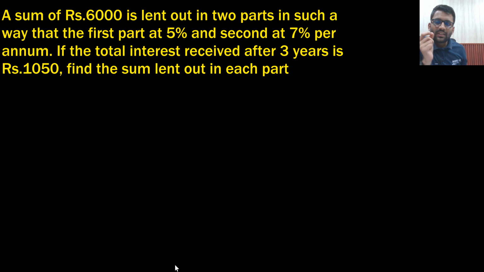A sum of 6,000 rupees is lent out in two parts in such a way that the first part is at 5% and the second part is at 7%. Total interest after 3 years is 1,050. Then find the sum lent out in each part.